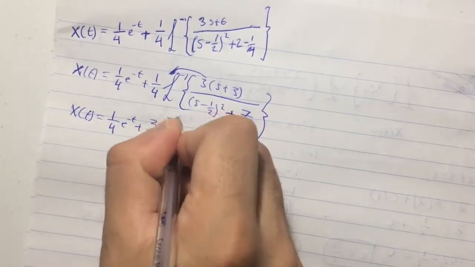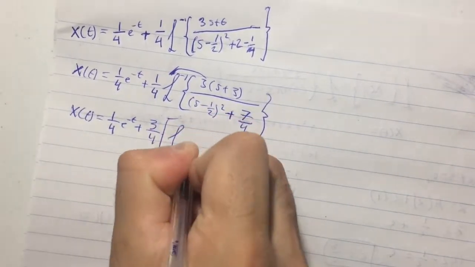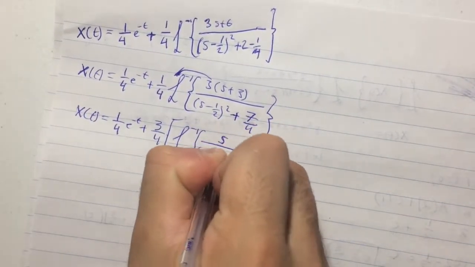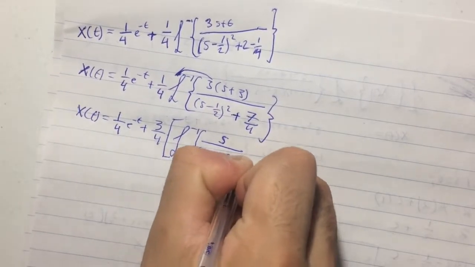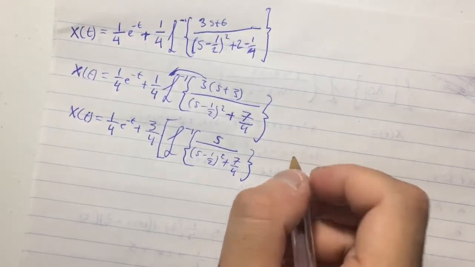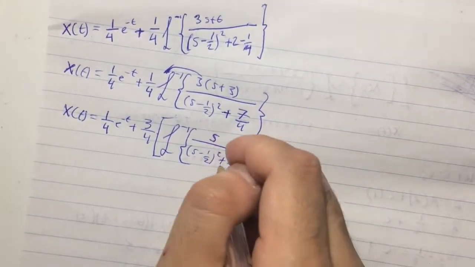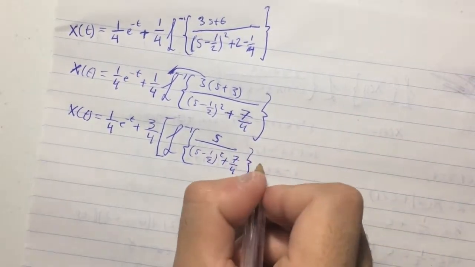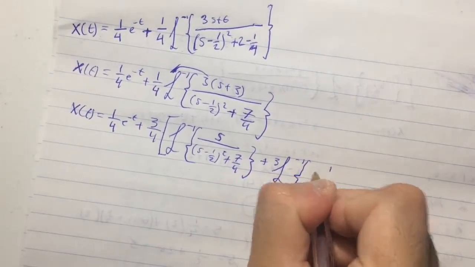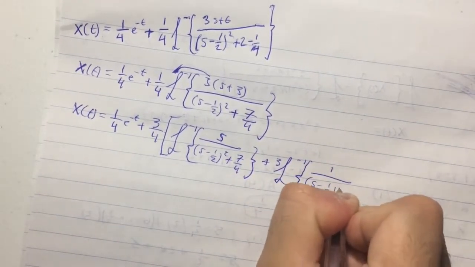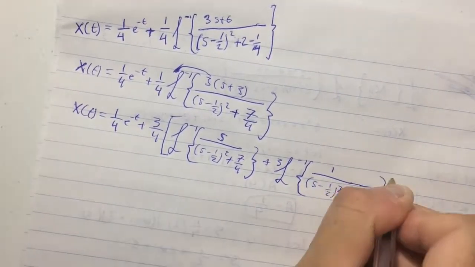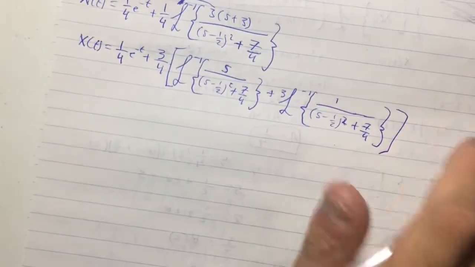And I'm going to split the inverse Laplace transforms. And this is going to be s over s minus 1/2 all squared plus 7/4. By the way, this is a really advanced inverse Laplace transform, really. This is probably the hardest you're going to get. And then that's plus 3 multiplied by the inverse Laplace transform of 1 over s minus 1/2 all squared plus 7/4. And then close the last big bracket.